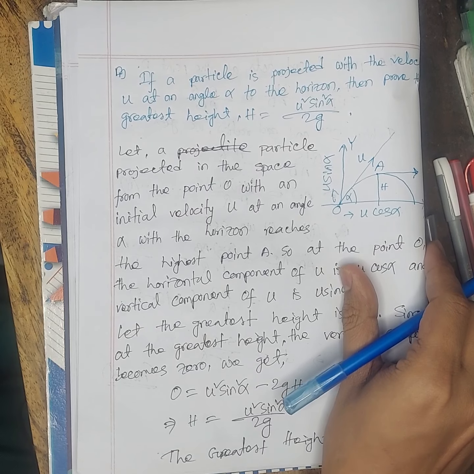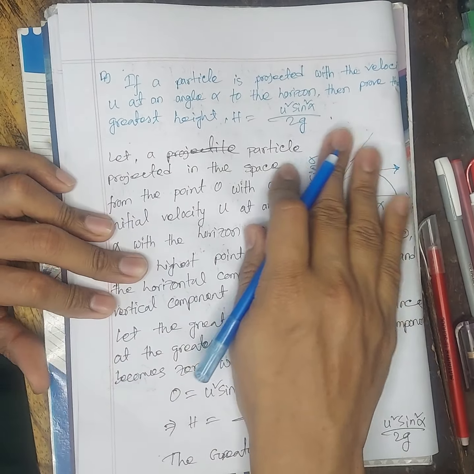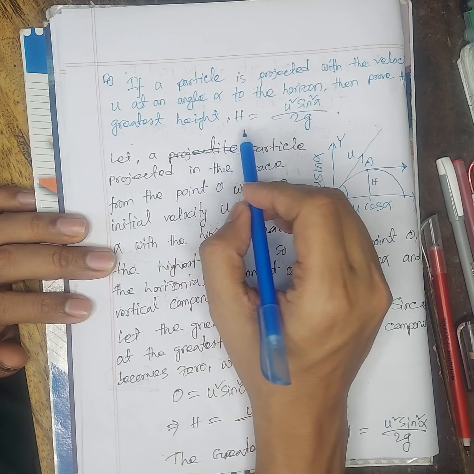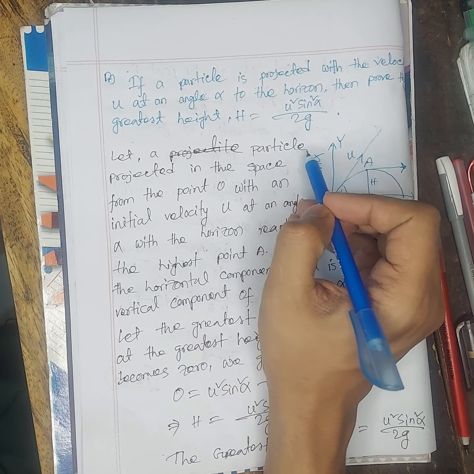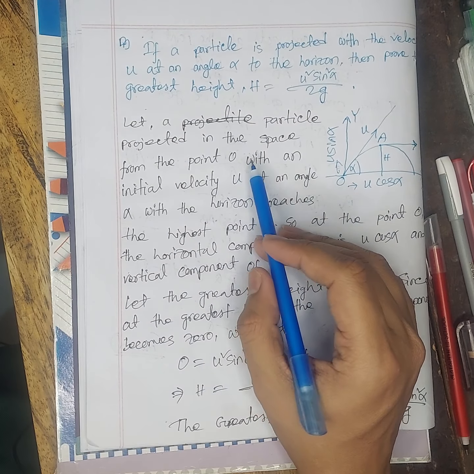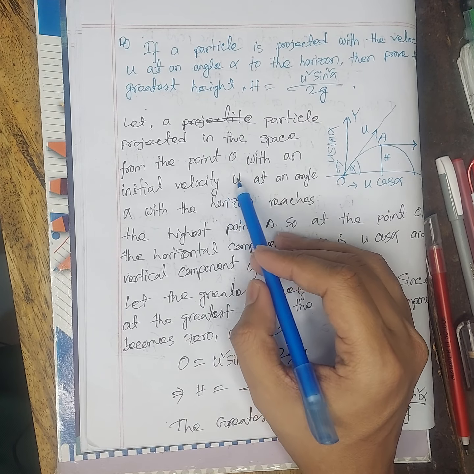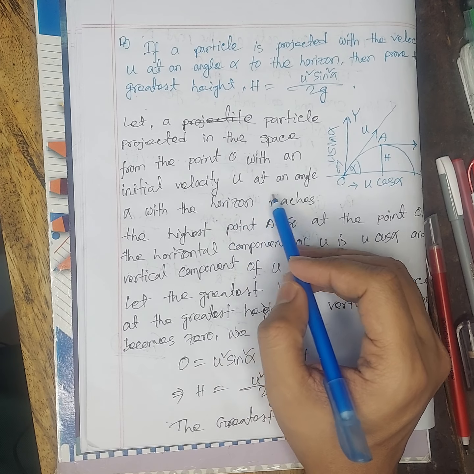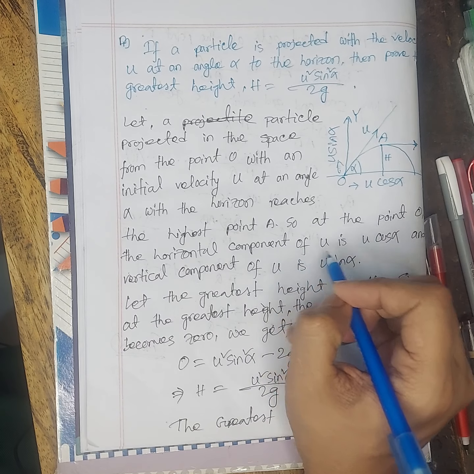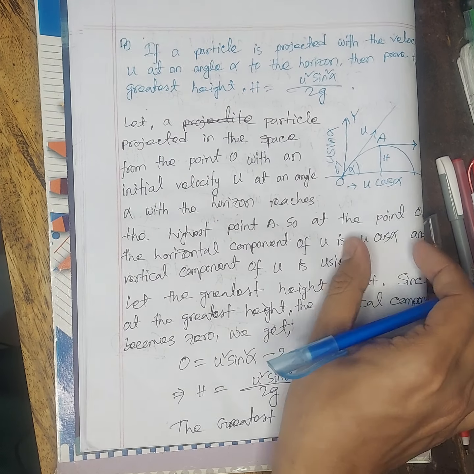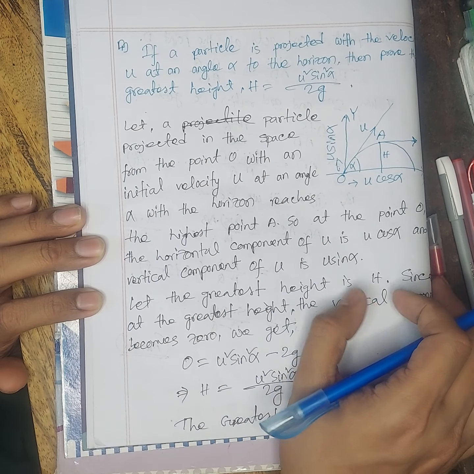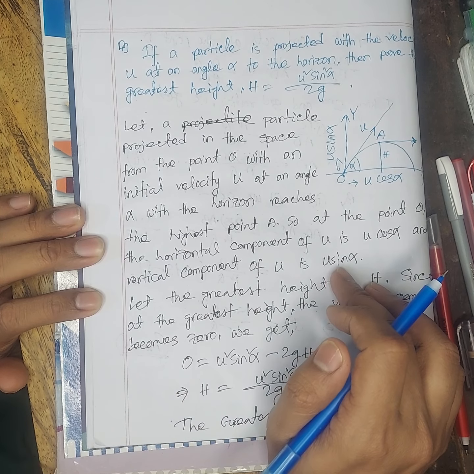Now here, if a particle is projected with velocity u at an angle alpha to the horizon, then we have to prove that the greatest height h is equal to u square sin square alpha by 2g. So here a particle is projected in space from the point O with an initial velocity u at an angle alpha with the horizon and reaches the highest point A. The horizontal component of u is u cos alpha and the vertical component of u is u sin alpha.